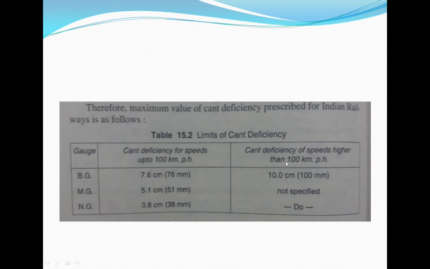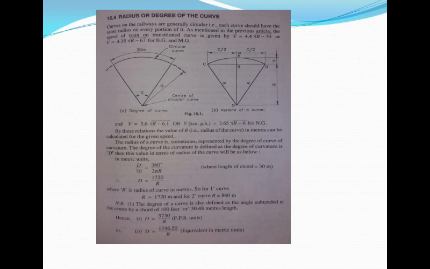And coming to the high speed tracks, that is speeds which are exceeding 100 to 120 kilometers per hour, for a broad gauge track it should not be more than 10 centimeters, right? These are some of the limitations of cant deficiency.